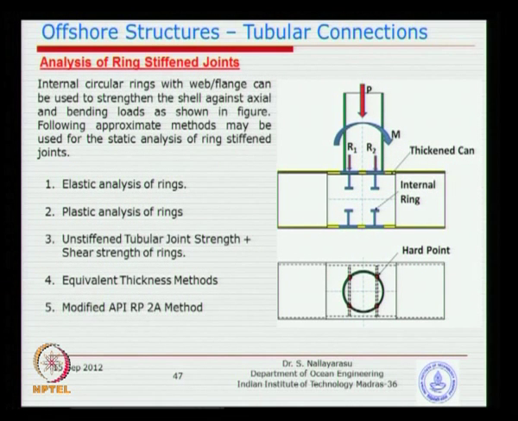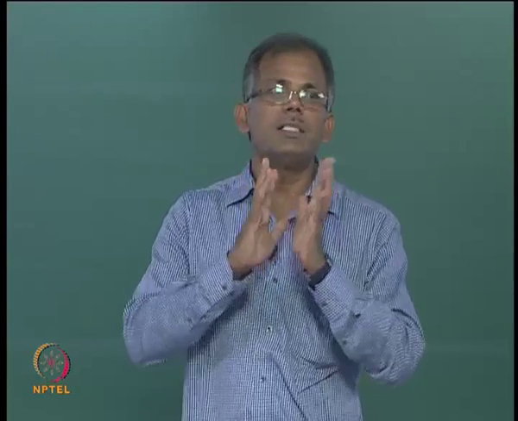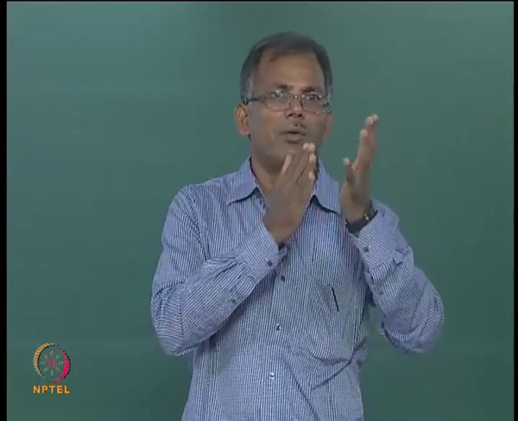Now, the last one in the tubular connections in the static analysis is basically to design a stiffened joint. Whatever we have learned is the unstiffened joint, and then we looked at the can reduction length effect, then the multiplanar joints, and then the overlapping joints. The last one is the joints which have been stiffened somehow to increase the strength.